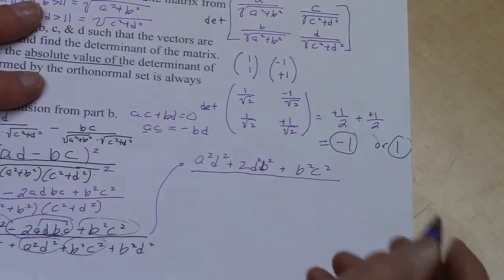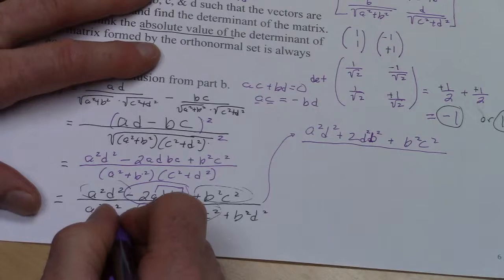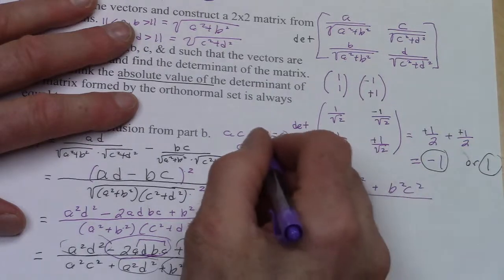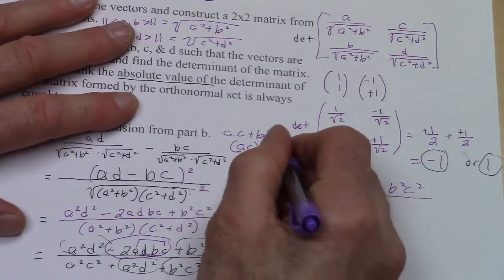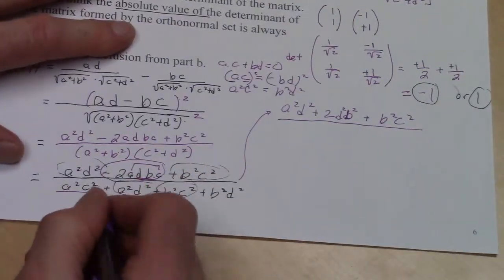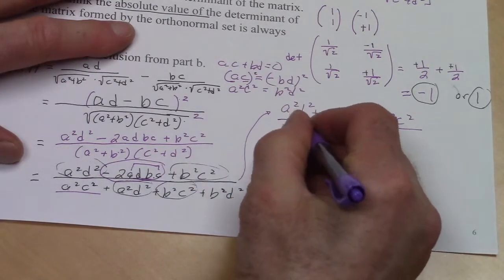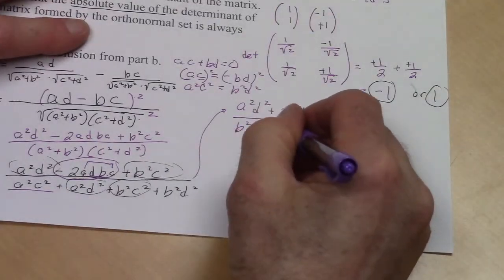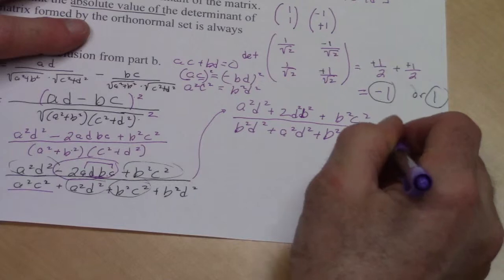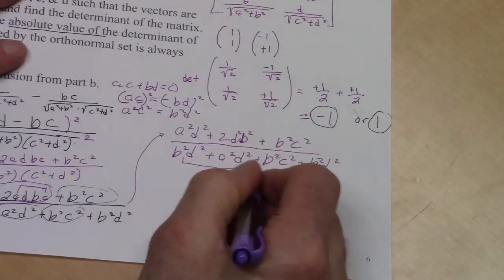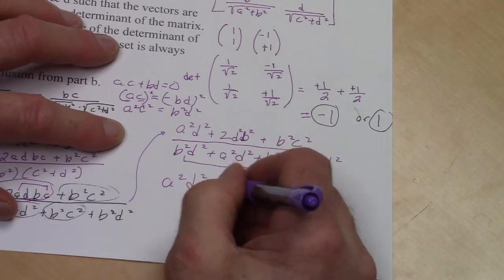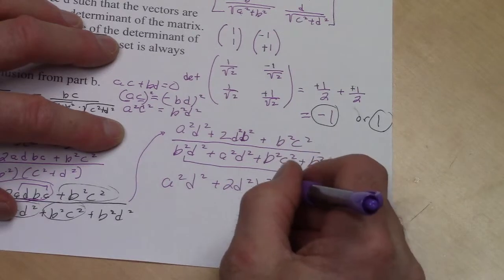Now in the denominator, notice we've got an a squared c squared. Well, AC is equal to negative BD, so a squared c squared is what you get from squaring this side. If we square this side, we get a positive b squared d squared. So we can replace this a squared c squared with b squared d squared. We already had an a squared d squared plus b squared c squared plus b squared d squared here, and these two are like terms. That should give us a squared d squared in the numerator plus 2 d squared b squared plus b squared c squared.